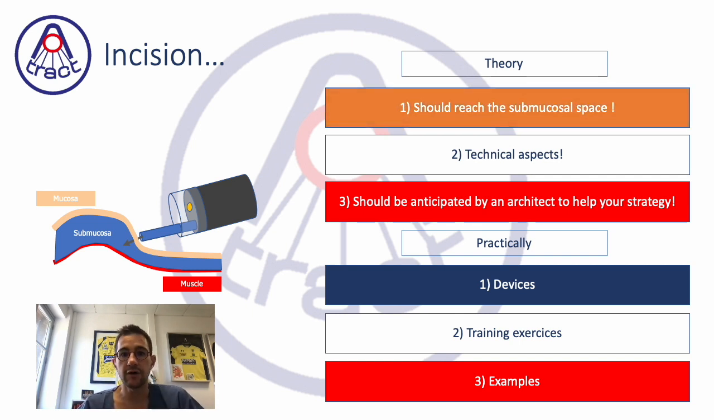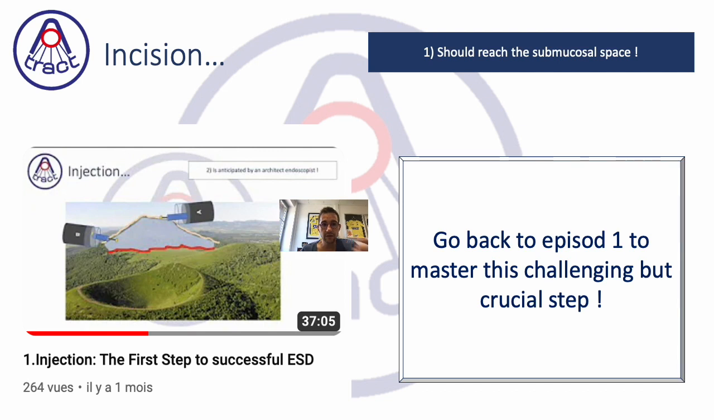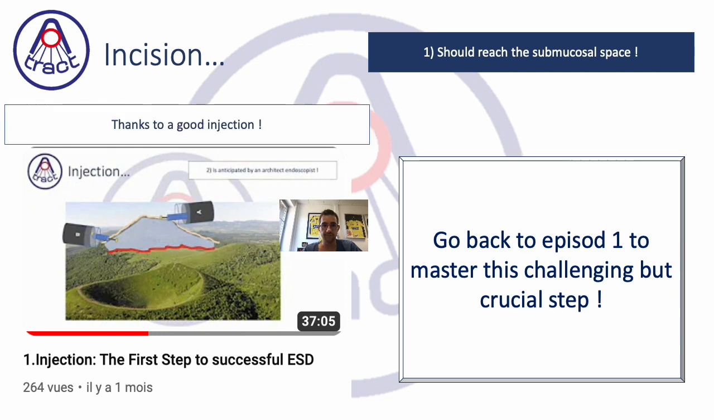So first, the theory, which is very important, and the first point is that to get a good incision in the submucosal space, you should first do a good injection in order to have a cushion that will be easy to cut without risk of touching the muscle with the incision itself. Injection is really a key point to do your incision and to serve your incision. So please go back to the first episode to master this crucial step, which also has a lot of tips and tricks, not only for ESD, but also for the different techniques that use injection.